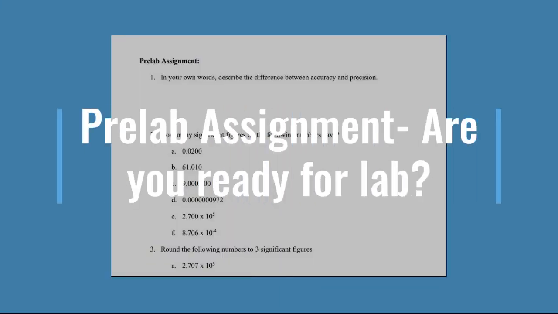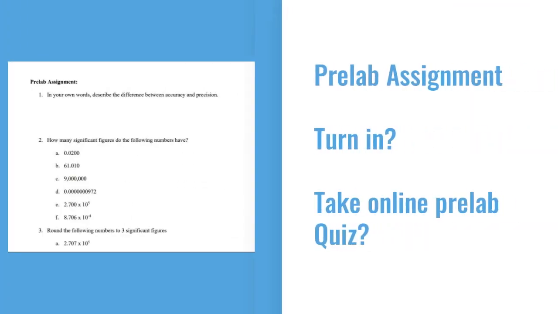The next section is the pre-lab assignment. This can be a little different depending on which class you're in and the experiment. The pre-lab assignment is there to make sure you're ready for lab. The questions should feel like review if you've read the theory and procedure sections. Your professor will let you know if you need to turn in the pre-lab assignment or if you're going to use it to take an online pre-lab quiz.